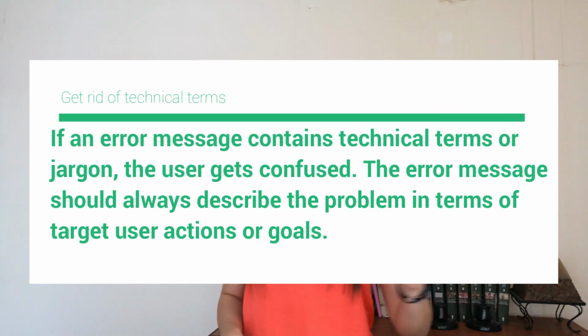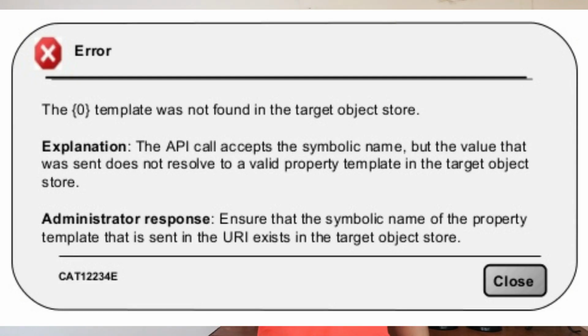Tip number 2 is get off technical terms. If an error message contains technical terms, the users get confused. The error message should always describe the problem in terms of target user actions or goals. Even when your users are tech savvy, it's still better to use non-technical terms that everyone can easily understand.